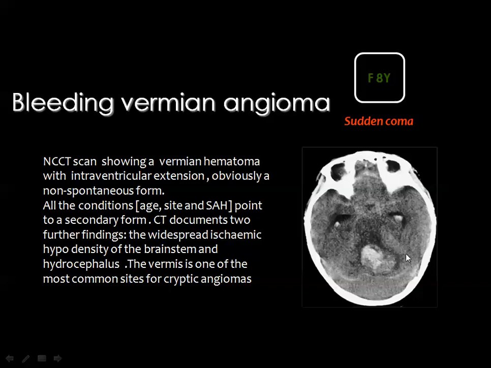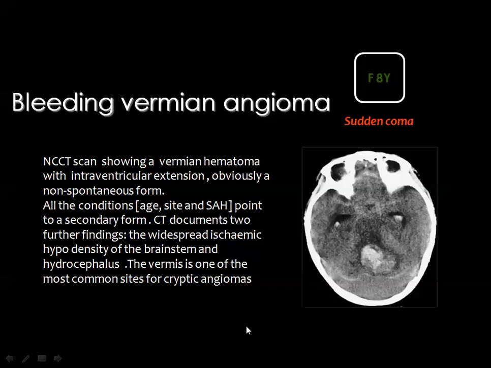You start by CT, then you see a hemorrhage in the cerebellar vermis, and this hemorrhage has extended into the fourth ventricle as well as into the lateral ventricle. There is no history of trauma, then you think of an underlying pathology. And the pathology is either one of two: the venous angioma or an arteriovenous malformation.